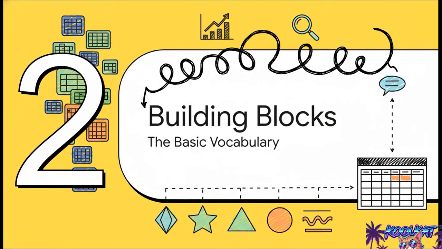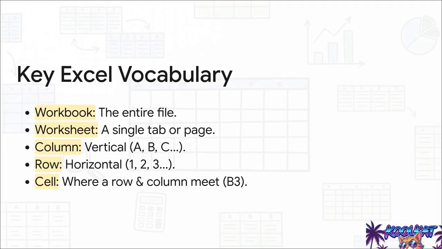All right, so now that we know what a spreadsheet is, let's learn how to speak its language. There are just 5 simple terms you really need to know to get around any spreadsheet with confidence. This is your essential vocabulary. So first up, the entire file itself is called a workbook. Inside of that workbook, you have individual pages or tabs, and those are called worksheets. Each worksheet is made up of vertical columns, which are labeled with letters, and horizontal rows, which are labeled with numbers. And where a column and a row meet, you get a cell. We name it with its coordinates, like B3.